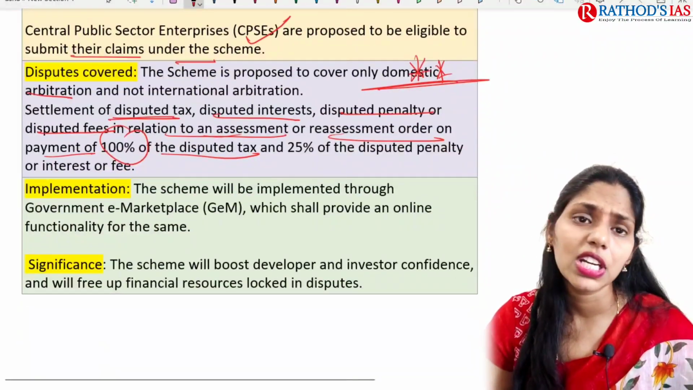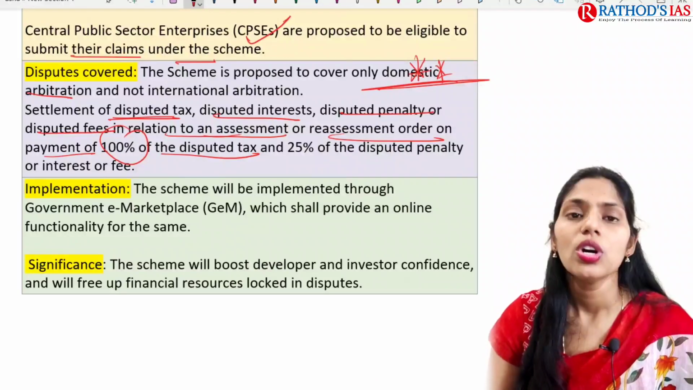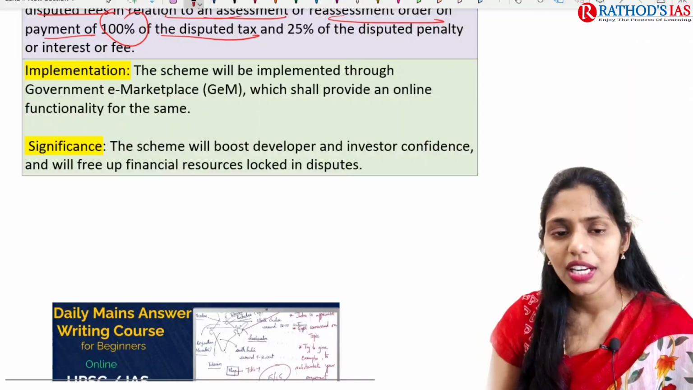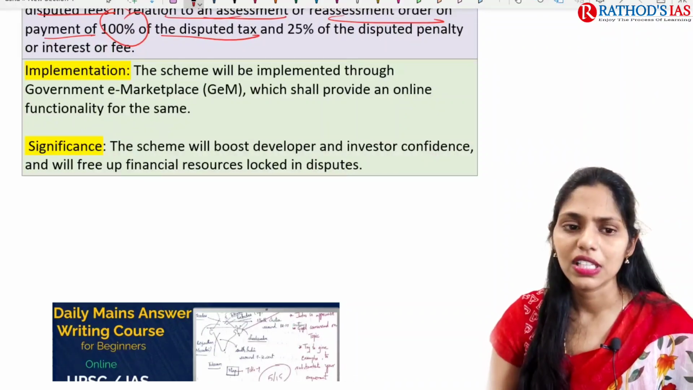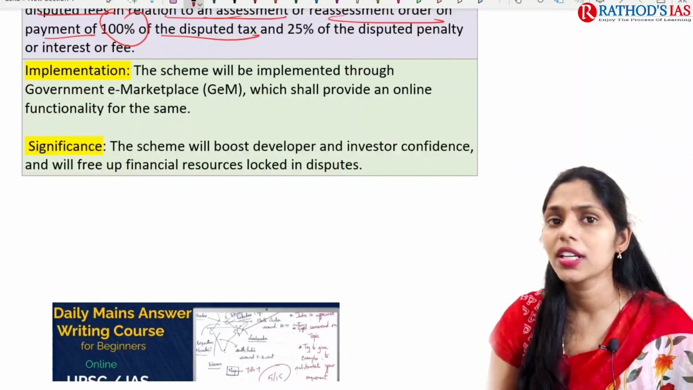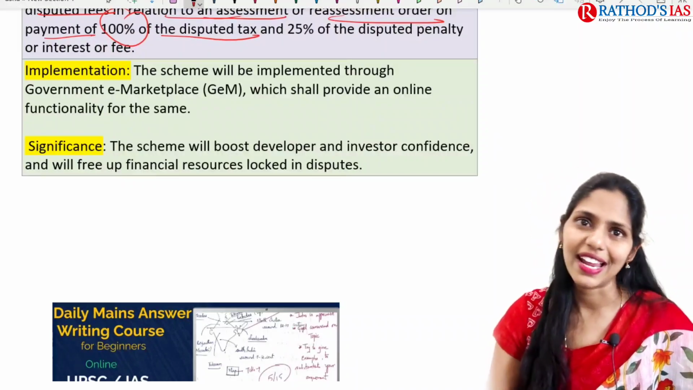And this one is implementation. We're talking about implementation. This scheme will be implemented through the Government e-Marketplace. And what is the significance? It will be helpful for boosting trust between the developer and investor confidence, it will free up financial resources locked in disputes, and it will even be helpful for improving the ease of doing business ranking.